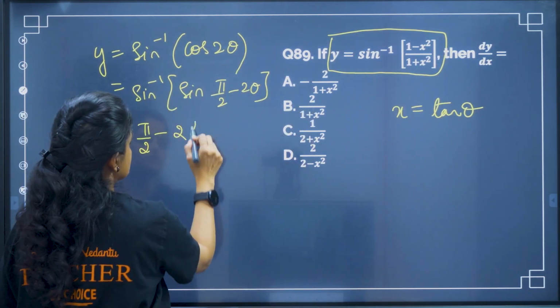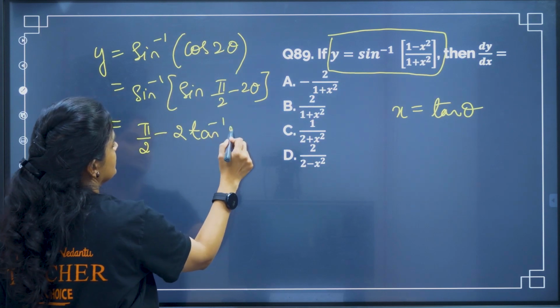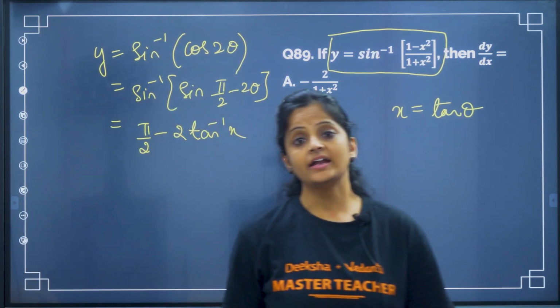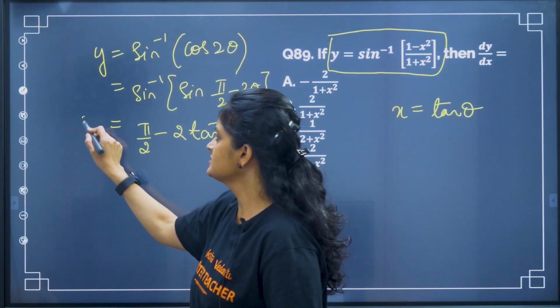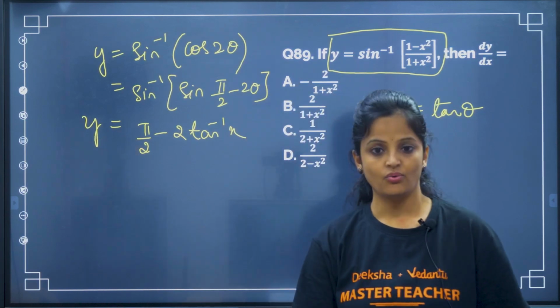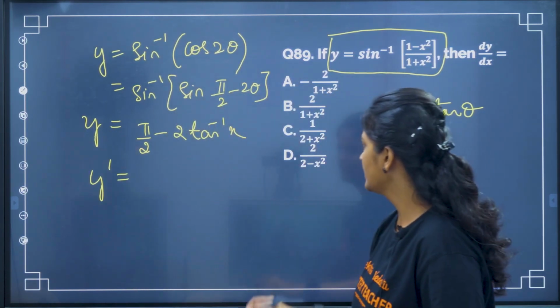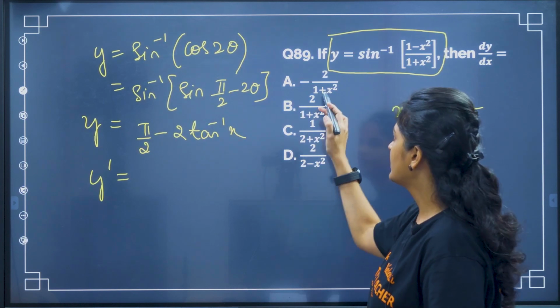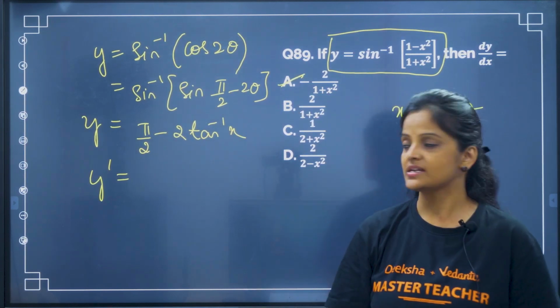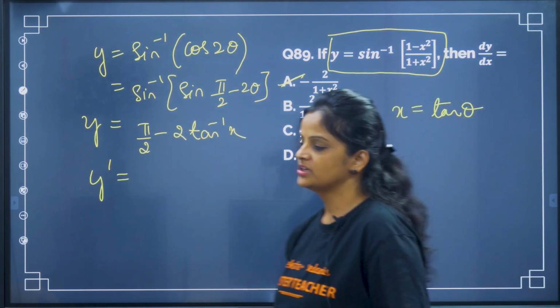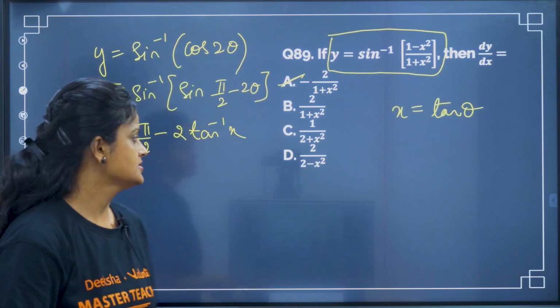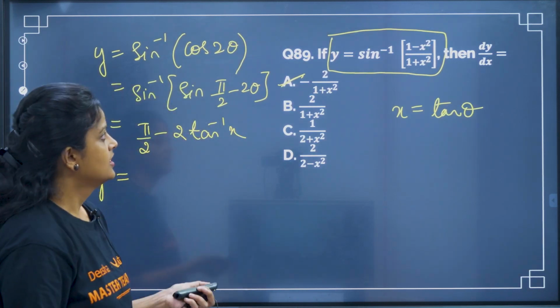Theta is tan inverse x. This is my y value. What will be y dash? Yes, by this time you know what is y dash. Minus 2 divided by 1 plus x square. Okay, minus 2 divided by 1 plus x square is our answer.